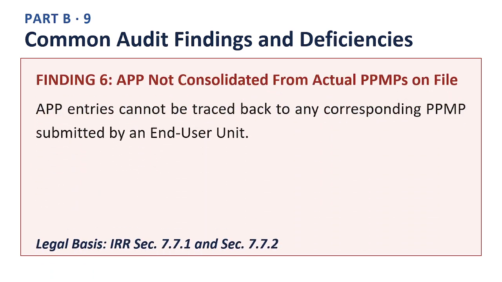Next slide. Finding number 6. APP not consolidated from actual PPMPs on file. APP entries cannot be traced back to any corresponding PPMP submitted by an end-user unit. The legal basis for this finding is the Implementing Rules and Regulations Section 7.7.1 and Section 7.7.2. Auditors look for this pattern because it usually signals that a required planning or documentation step was skipped rather than genuinely completed. The practical safeguard is to always ask for the specific supporting document before accepting the figure at face value.